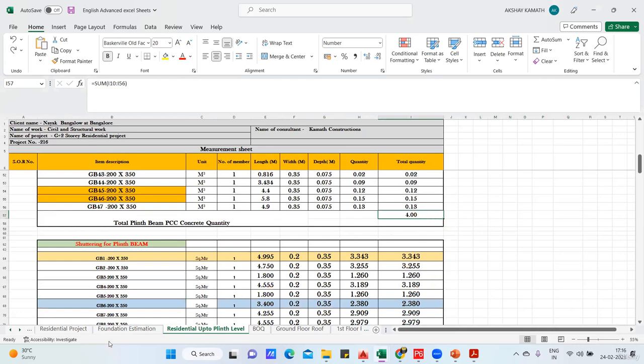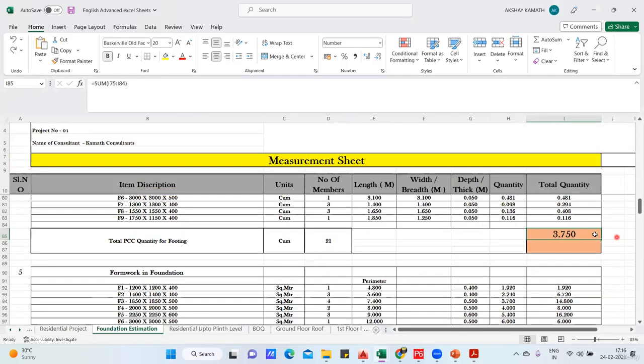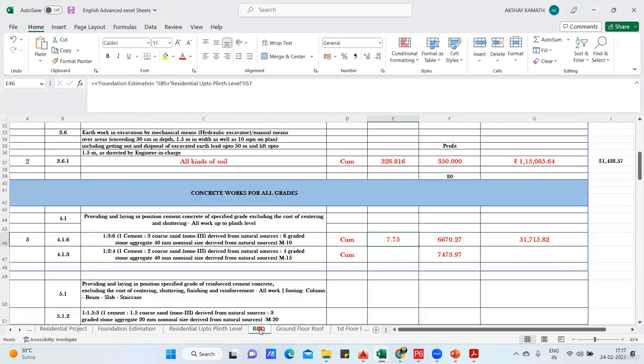So 4 is this one, and here I have 3.75. 4 plus 3.75 will be 7.75, isn't it? So total it is 7.75 cubic meter of PCC that will be done in my structure. So I'll go back here. Directly I've written 7.75.